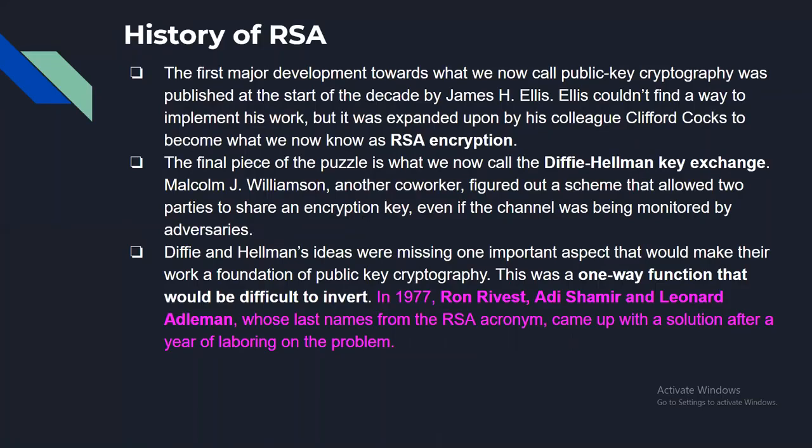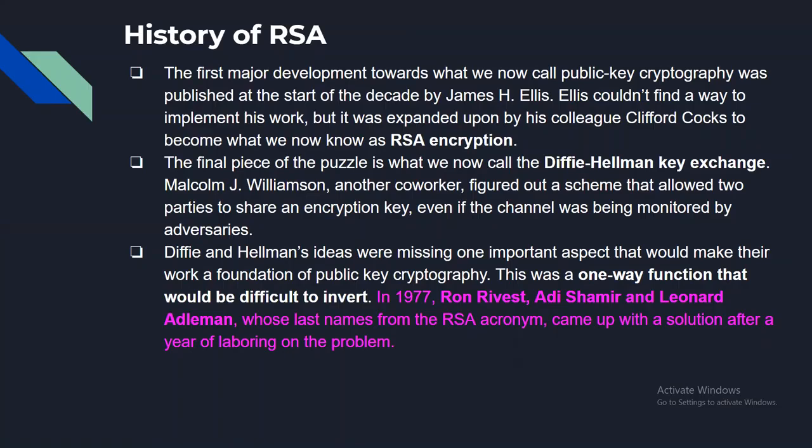So this final piece of the puzzle is what we know as the Diffie-Hellman key exchange. Malcolm J. Williamson, another co-worker, figured out a scheme that allowed two parties to share an encryption key, even if the channel was being monitored by some kind of adversary. Now, Diffie and Hellman's ideas were missing one important aspect that could lead to the foundation of public key cryptography, and that was a one-way function that would be difficult to invert.